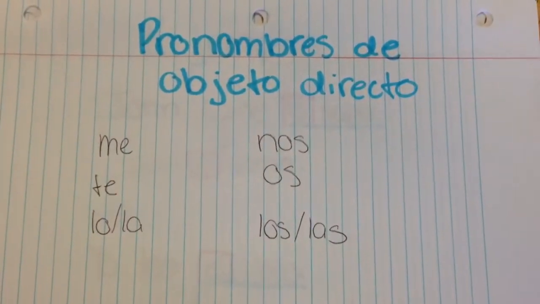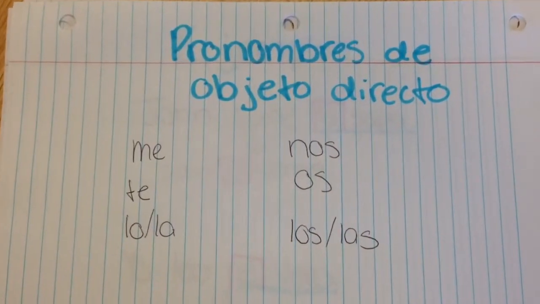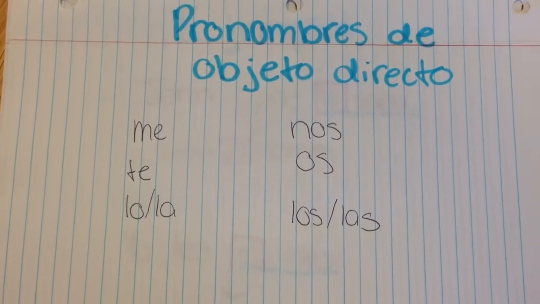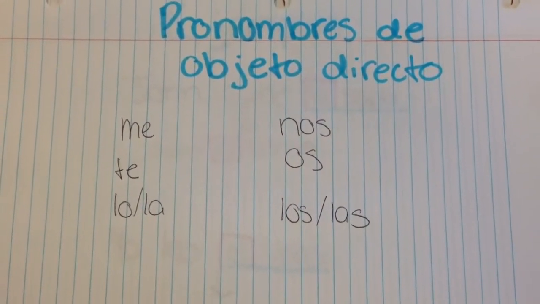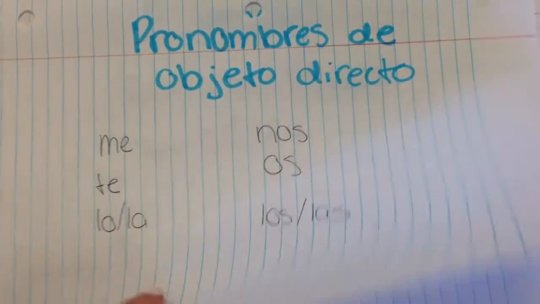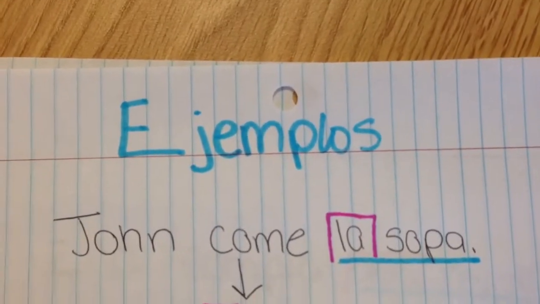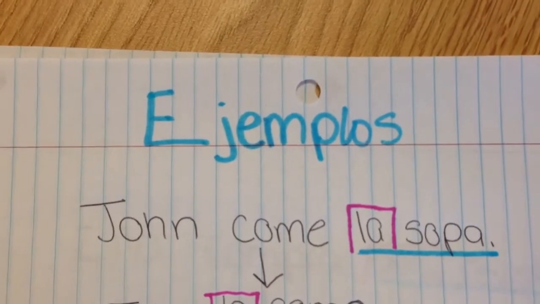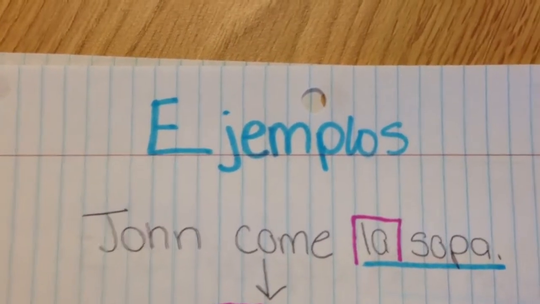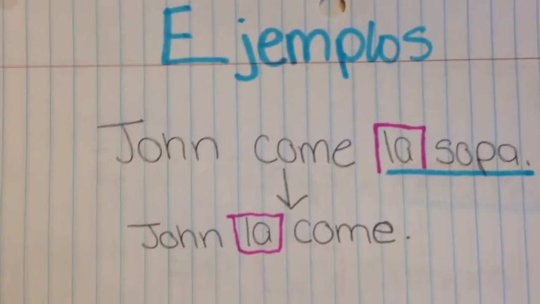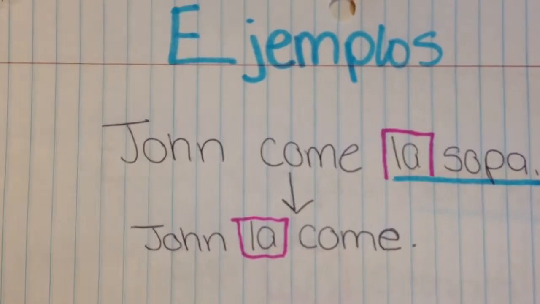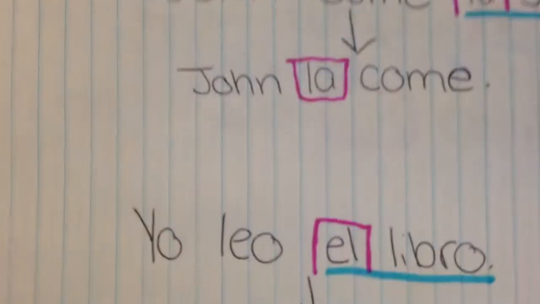Los pronombres de objeto directo son me, te, lo y la, nos, os, los y las. Son ejemplos son John come la sopa. The direct object is la sopa. The sentence can be simplified into John la come. John eats it. The la is referring to la sopa.